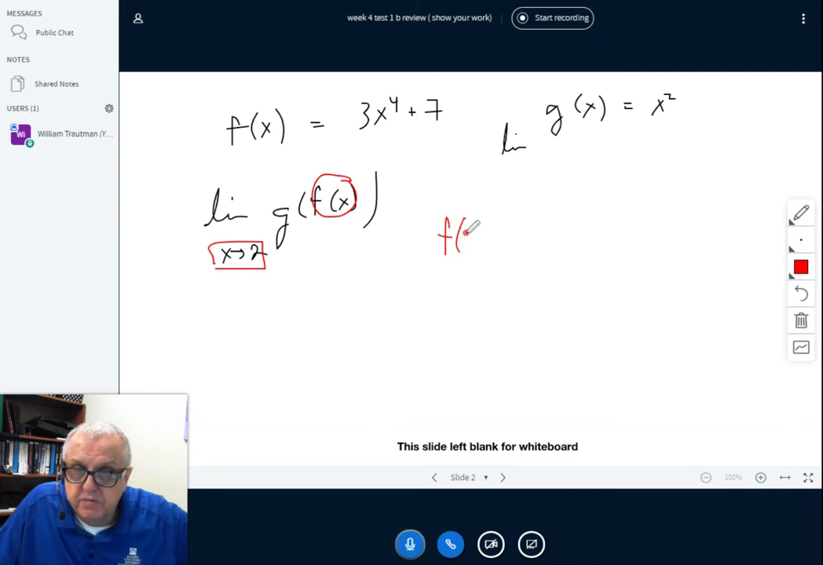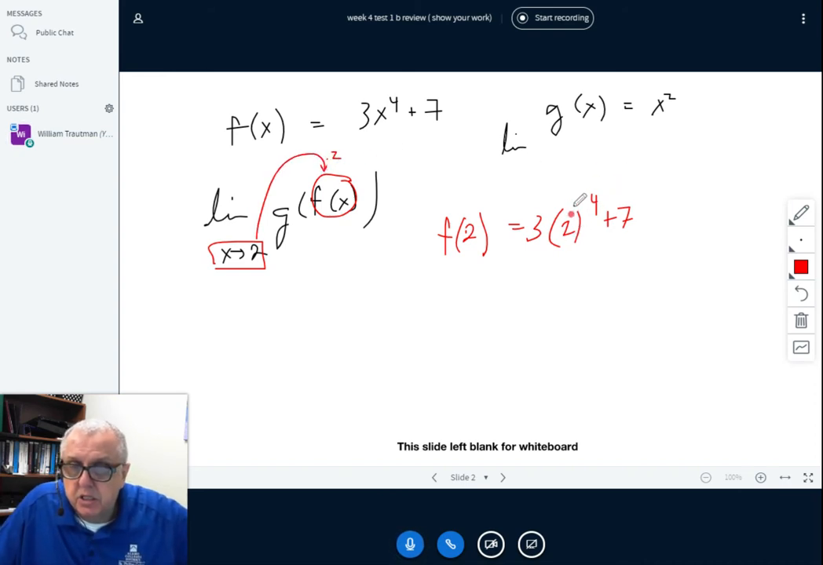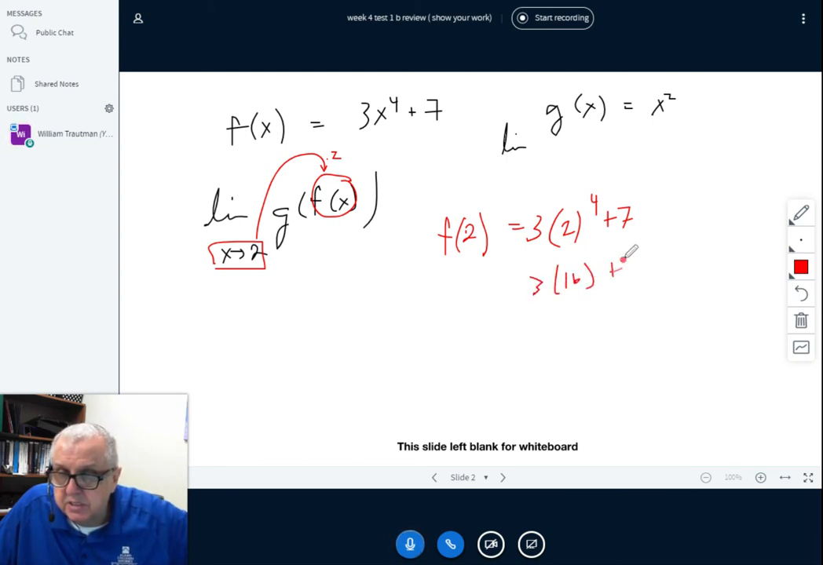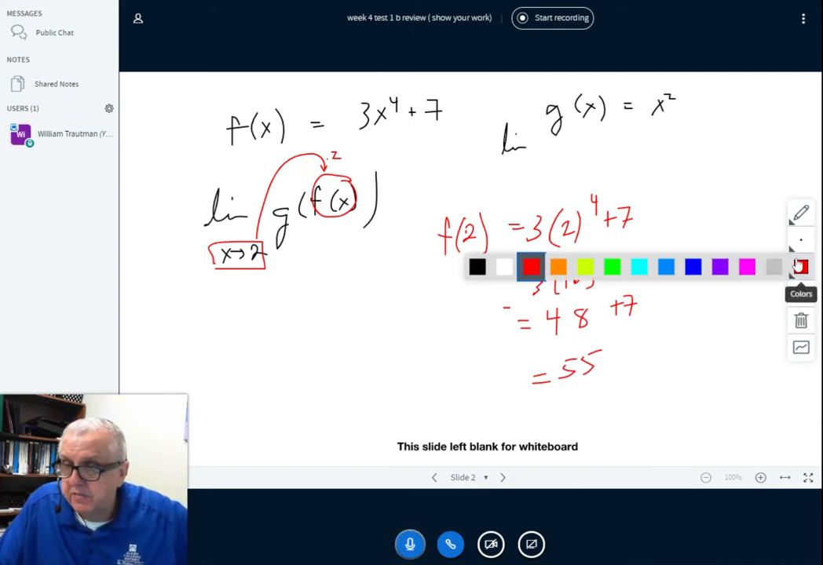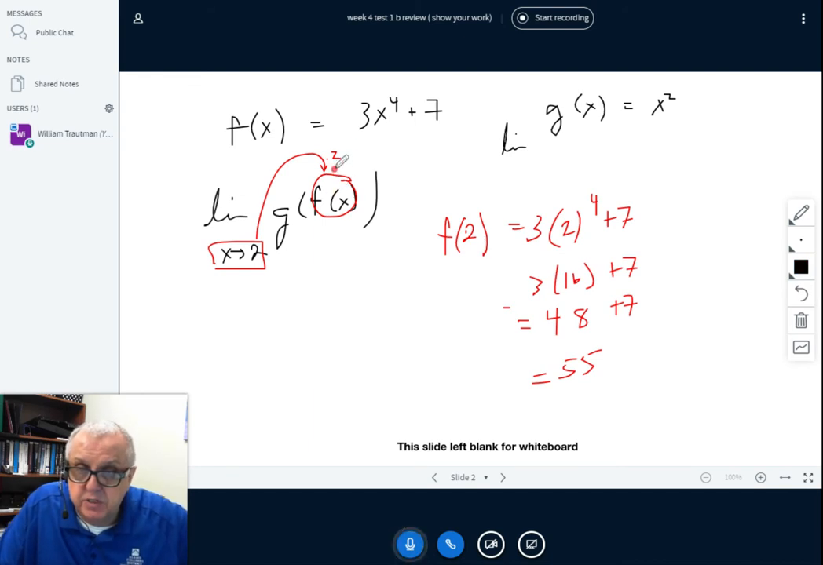So here I'm going to find this, putting 2 in the function f when x approaches 2. 2 times 2 is 4, times 2 is 8, times 2 is 16, so 3 times 16 plus 7. 3 times 16 is 48. 48 plus 7 is 55. So for this part, f of 2, I get 55.